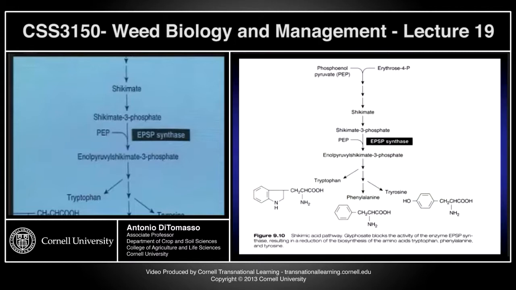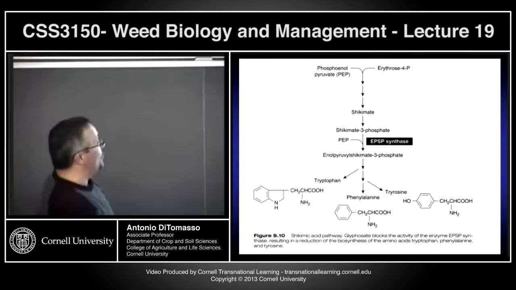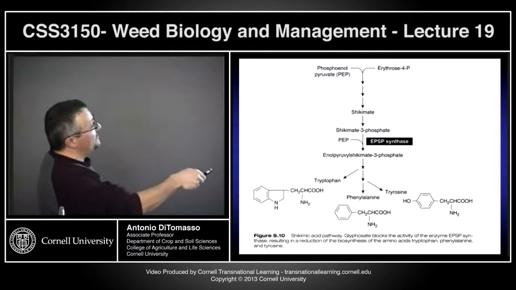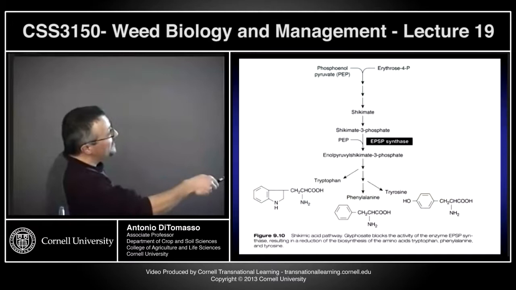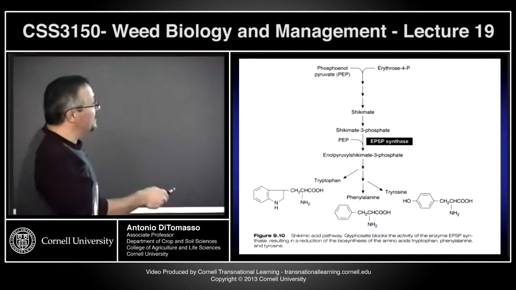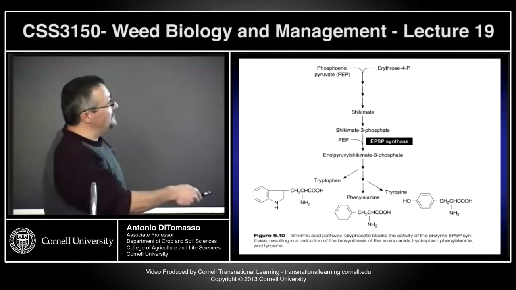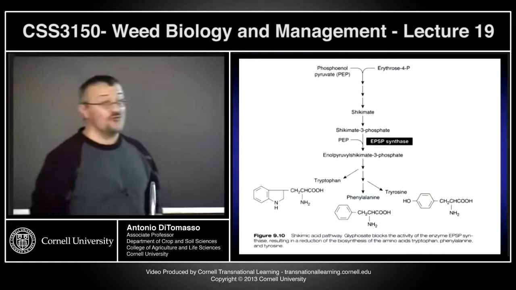So what happens is, of course, now this shikimate-3-phosphate, in the presence of this enzyme and phosphoenolpyruvate, will lead to these other intermediates, which eventually lead to these three aromatic essential amino acids that are the building blocks of proteins, membranes, enzymes, and so forth. So tryptophan, phenylalanine, and tyrosine. And again, they're aromatic because of the 6-carbon benzene rings in them. If this pathway is blocked, you can imagine what's going to happen.